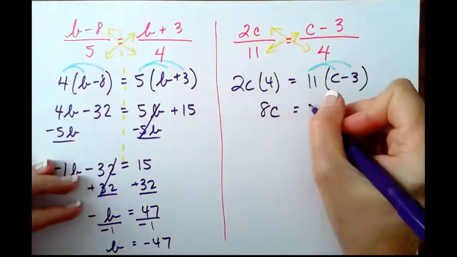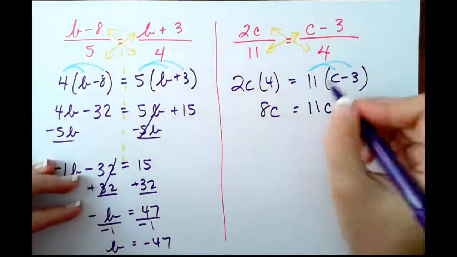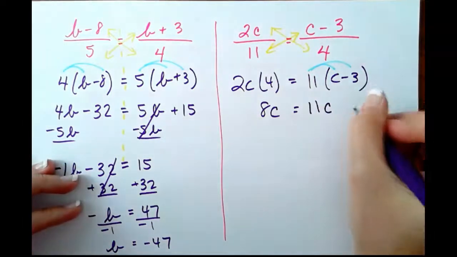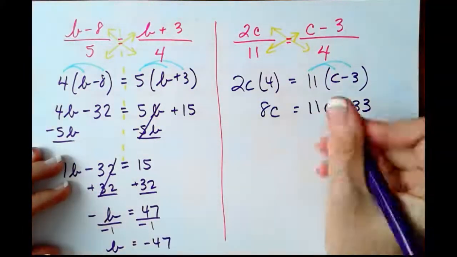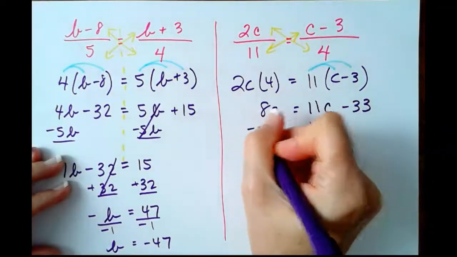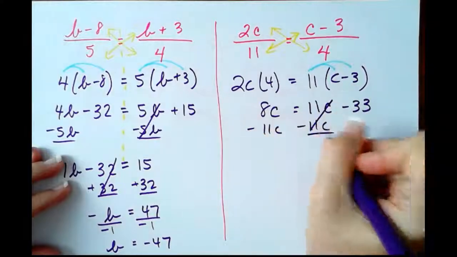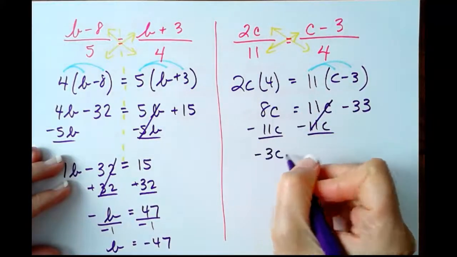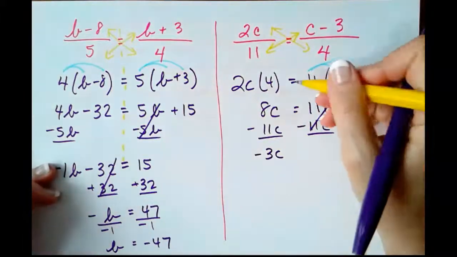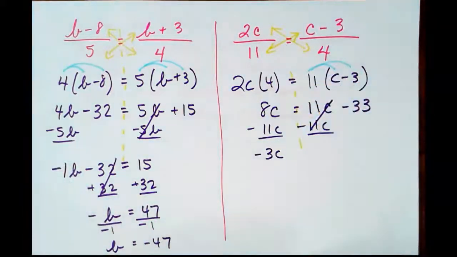11 times c is 11c. 11 times -3 is -33. We will subtract 11c from both sides. 8 minus 11 is -3c. Another reminder, I'm lining up my equal signs here.